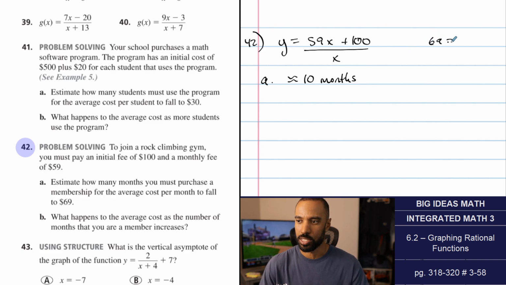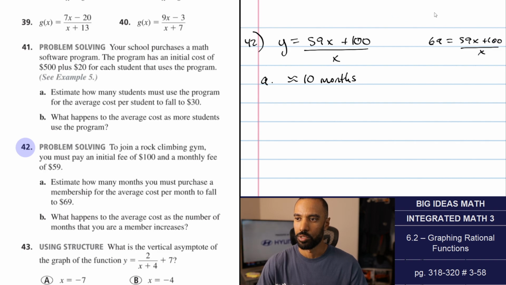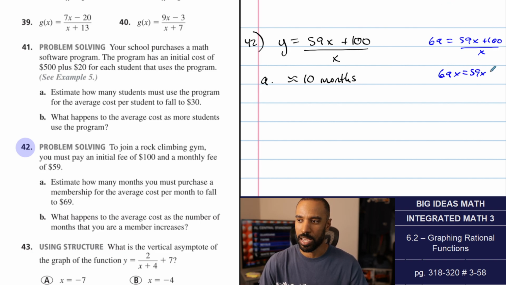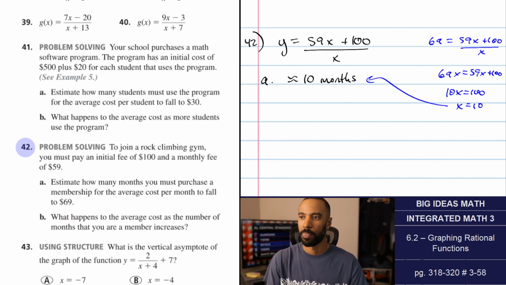Now, if we do this algebraically, let's see what we get. We substitute 69 here. Let's do a different color here. We multiply both sides by x. Yeah, I think we're going to get this 10 here. We get 69x equals 59x plus 100. Subtract 59x from both sides, you get 10x equals 100. Divide by that, you get x equals 10. So it shows algebraically that that's what we also get.